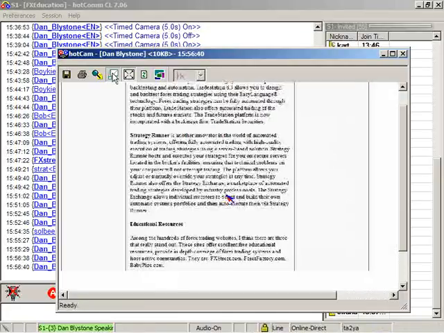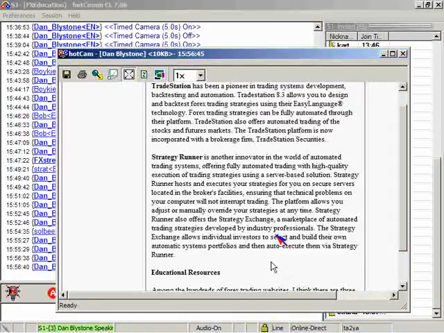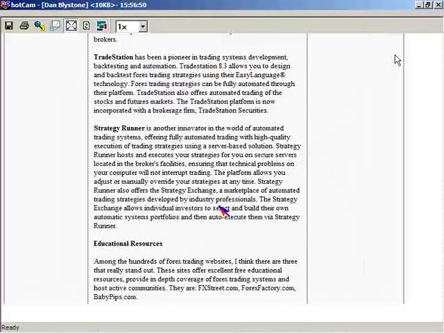Finally, Strategy Runner is another innovator in the world of automated trading systems, offering fully automated trading with high-quality execution of trading strategies using a server-based solution. Server-based solution, what does that mean? That means that the trading system resides on the server of the brokers. So, for example, if your computer breaks down or you lose your internet connection, your system will keep trading because it's trading off the server at the broker's office, which is kind of nice. So you don't have to worry about something going wrong with your computer.